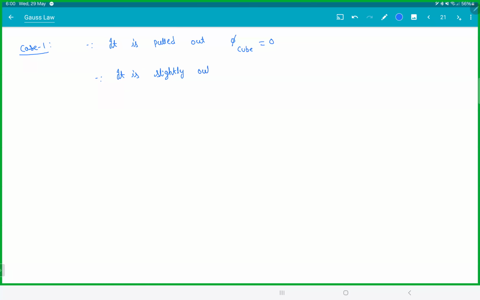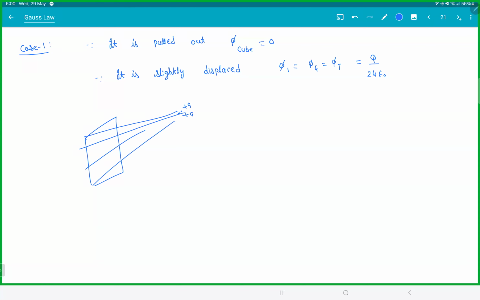Since it is slightly displaced, the three things which we calculated, flux on 1, flux on 4, and flux on 5, will still remain q by 24 epsilon. Isn't it? Think about it. If you just look at this face, this charge which was here went slightly here. This plate won't even realize that the field changed, isn't it? E is same, angle is same, everything is same. So 1, 4, 5 will say, okay, we don't know what happened exactly. Nothing happened. So they will give the same flux.